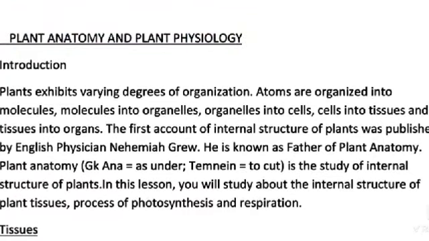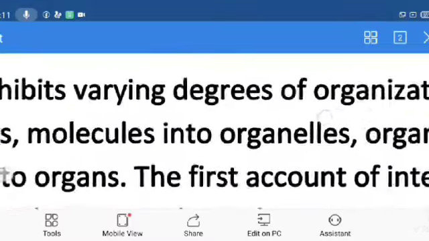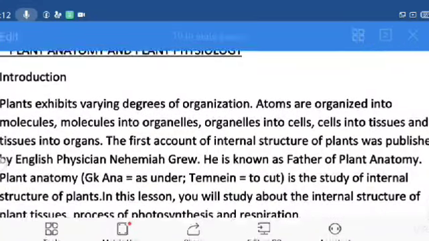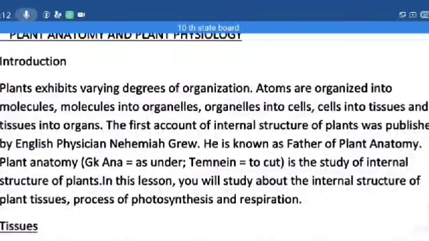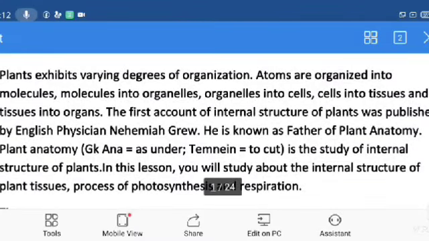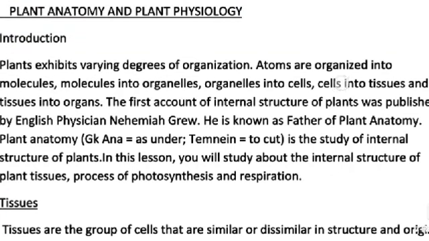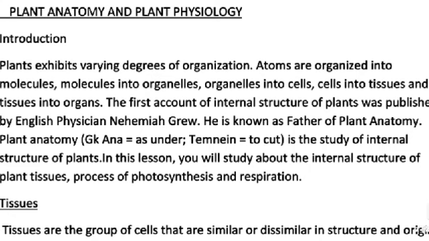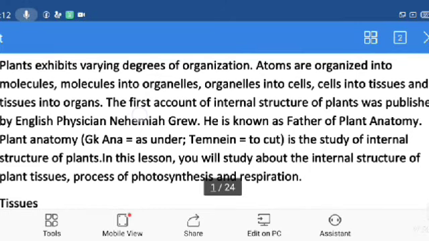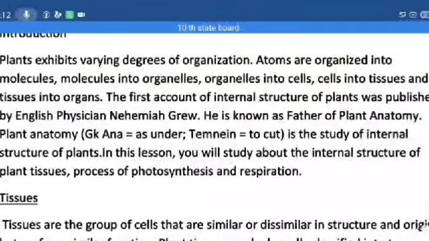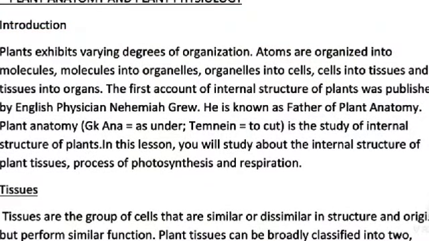Plants exhibit varying degrees of organization. Atoms are organized into molecules, molecules into organelles, organelles into cells, cells into tissues, and tissues into organs. The first account of the internal structure of plants was published by the English physician Edmund Grew. He is known as the father of plant anatomy.